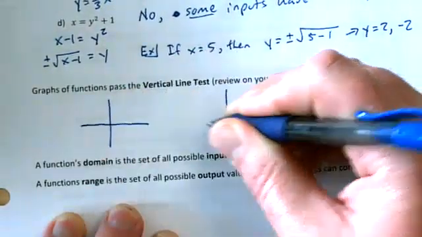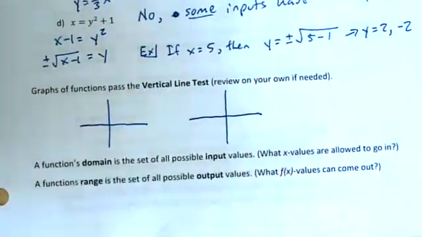And show me what you know. Could you draw me 2 different graphs? I would like one of your graphs to pass the vertical line test, and I would like one of your graphs to fail the vertical line test. Show me what you know here. Something that passes and something that fails.